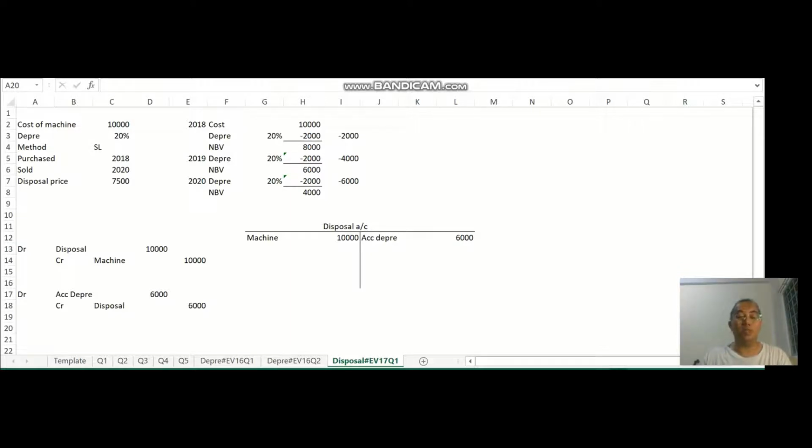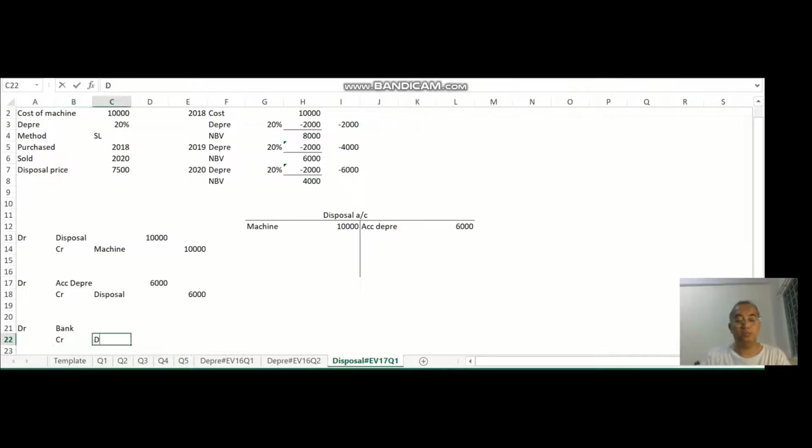Okay, so when you sell the machine, of course, either you sell for cash or by check, or you receive money straight to the bank. So you are selling at a disposal price of 7,500. So we just debit bank. Of course, this 7,500 is quite a lot of money, so straight away you put it in the bank, and credit disposal. So how much? 7,500 and 7,500. So we fill in. This is bank 7,500.